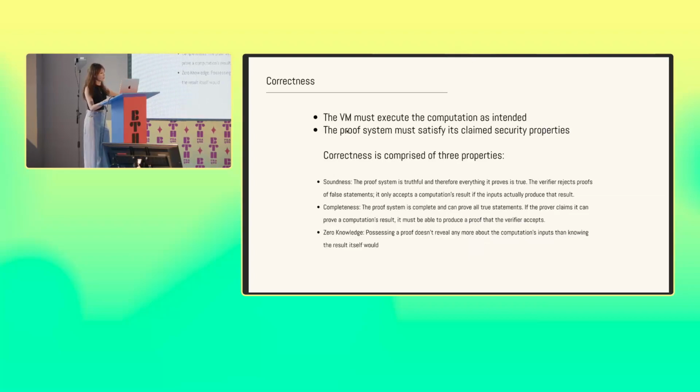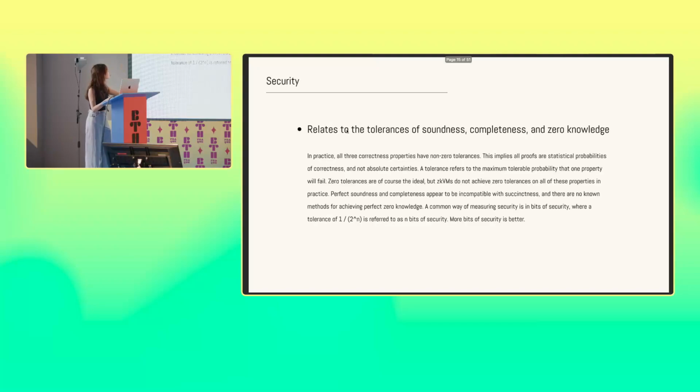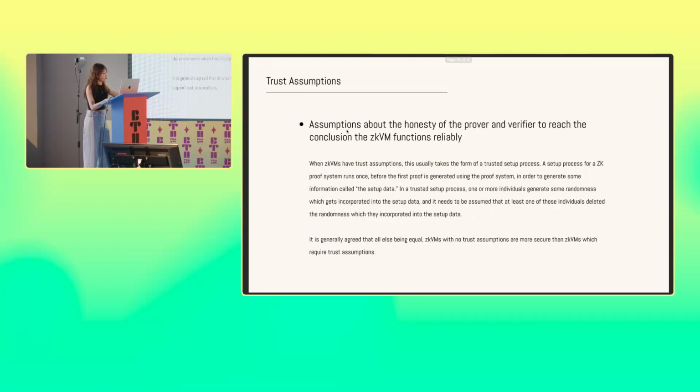Let me briefly talk about what each means. What does correct mean? It means that the VM must execute the computation as intended, and the proving system must satisfy its claimed security properties. Security means the tolerances of soundness, completeness, and zero knowledge. And then trust assumptions.